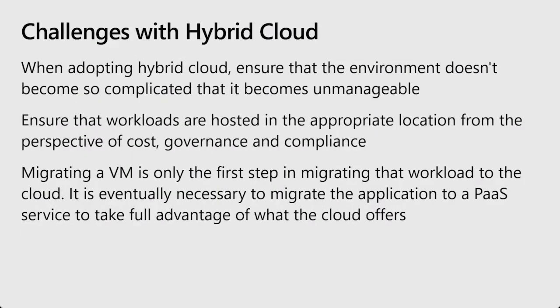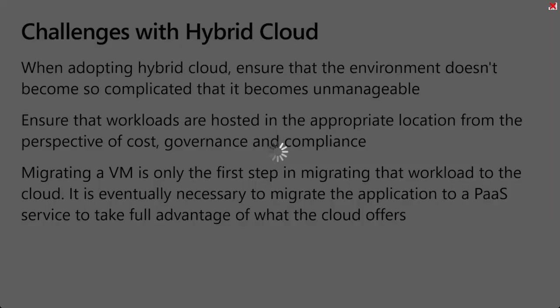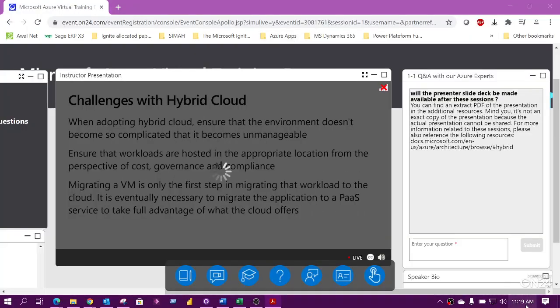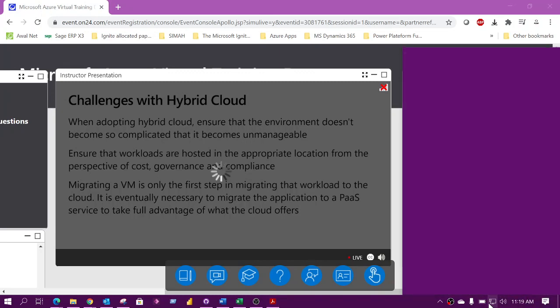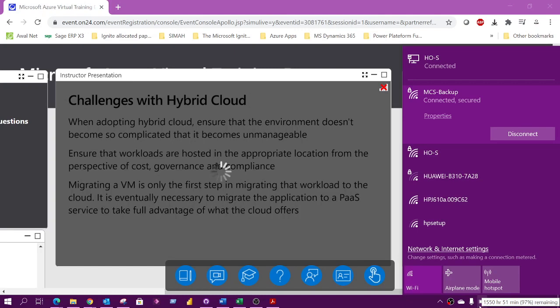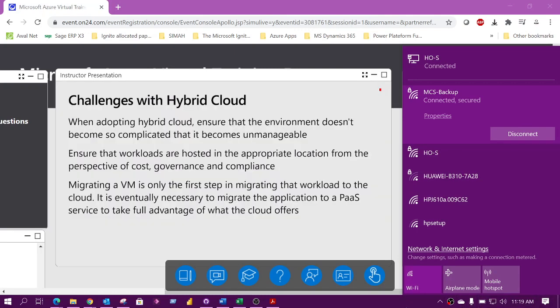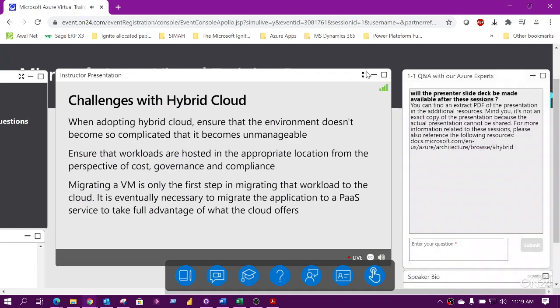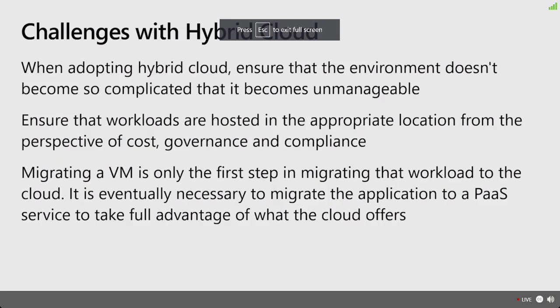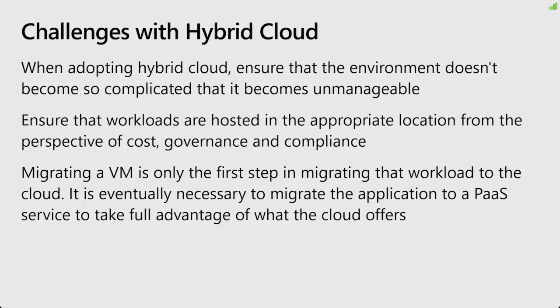Finally, there are some challenges that come with running a hybrid cloud. When adopting a hybrid cloud, make sure that the environment doesn't become so complicated that you can't manage it. There's a thing called cloud sprawl. That is, people get to the cloud and suddenly find that they can deploy as much stuff as they want. And that's great until you need to keep track of it all. So make sure that you limit what can be deployed so that you can maintain it, you can manage it, and you've got a good map of what you've actually got.